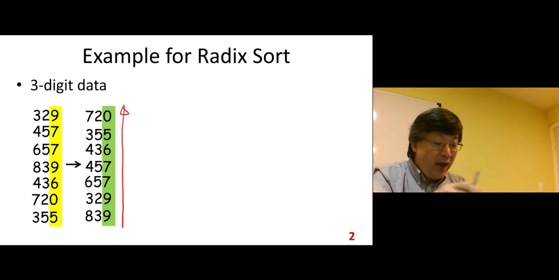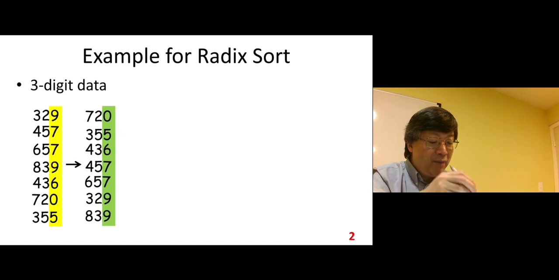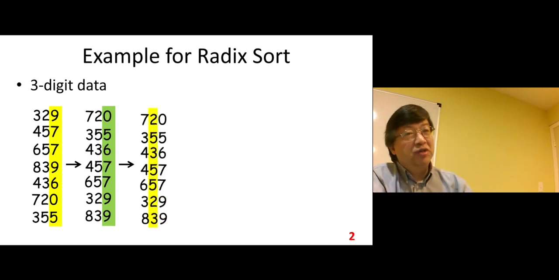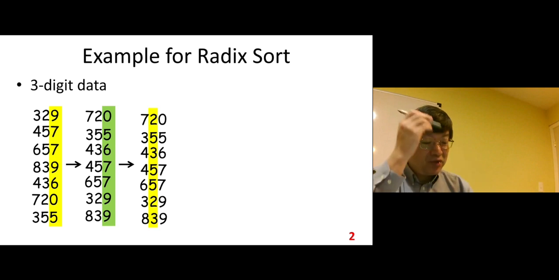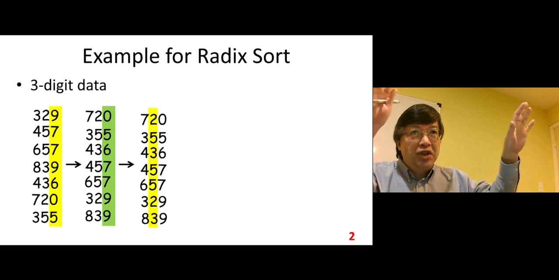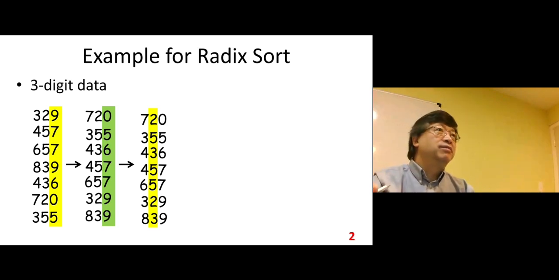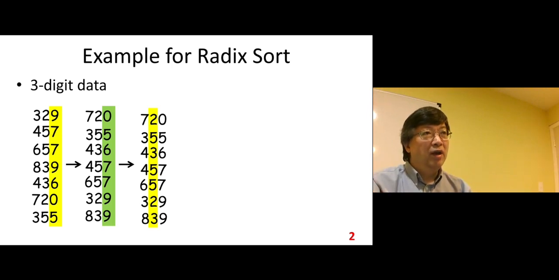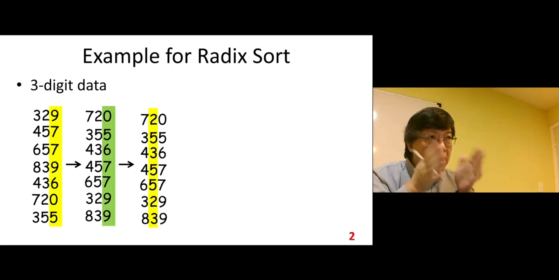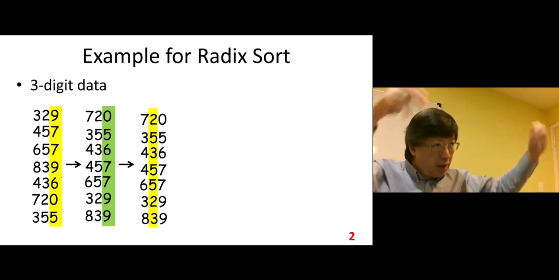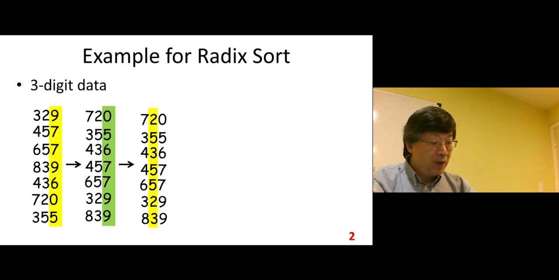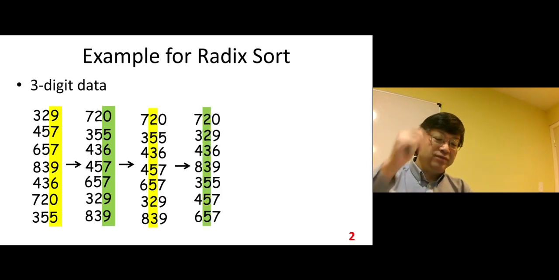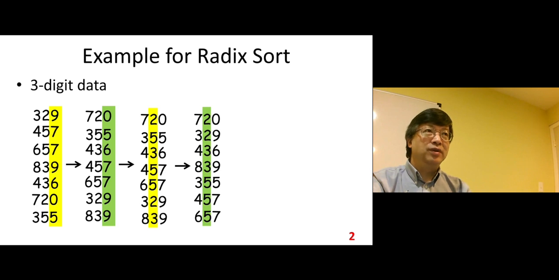Next, we need to apply counting sort on the second digit. Then the first digit and the last digit we treat as satellite data, so we carry the satellite data in our sorting. We just ignore those digits. We focus on the middle digit, do the sorting, but carry the satellite data. After we do that, we get this already sorted.